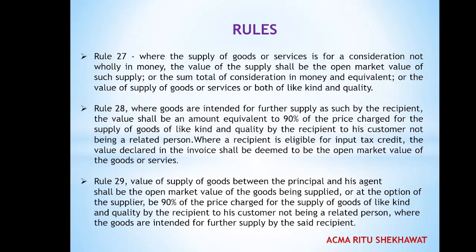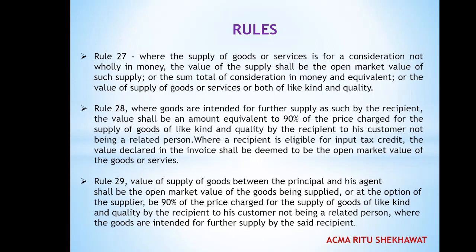So from there, rule 27, we have shifted to rule 28. Rule 28 is where goods are intended for further supply as such by the recipient. The value shall be the amount equivalent to 90% of the price charged for the supply of goods of like kind and quality by the recipient through his customer by a related person. Where a recipient is eligible for ITC, the value declared in the invoice shall be deemed to be the open market value of such goods and services. So you have to consider that value as an open market value and calculate 90% according to that.